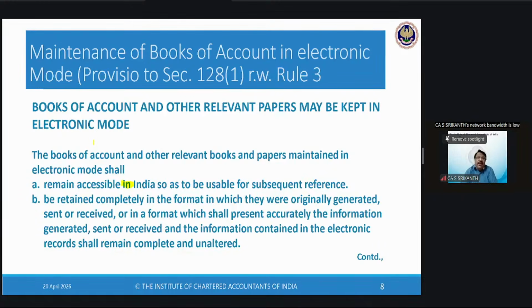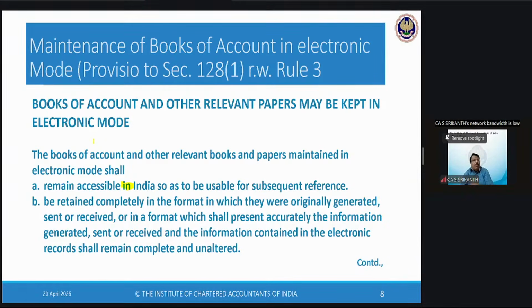The records must be retained in the format in which they were originally generated, sent or received, or in a format which represents accurately the information generated, sent or received, and the information contained in the electronic records shall remain complete and unaltered. They are talking about scanned images being used. While doing so, the entire image should be accurately kept so that we should be able to identify it. And today, most companies have stopped using physical documents; they use document handling or scanned images.